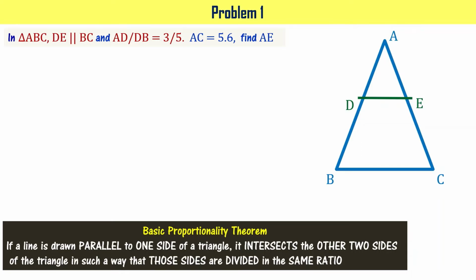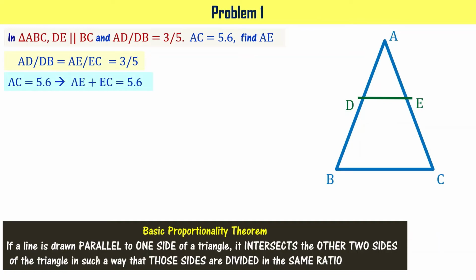It is given that DE is parallel to BC, right? It means DE is going to divide side AB and side AC in equal proportion. It means AD by DB equal to AE by EC. Let's write that. And AD by DB is given, that is equal to 3 by 5, right? Let me write that. It means AE by EC equal to 3 by 5, right? AC is given, that is equal to 5.6. AC can be written as AE plus EC, that is equal to 5.6. Let me rearrange this equation such that I can write EC equal to 5.6 minus AE.